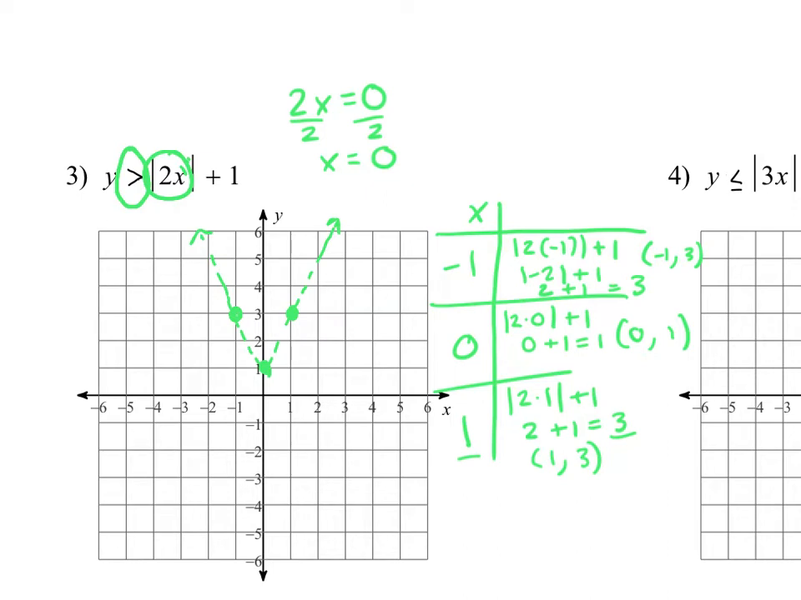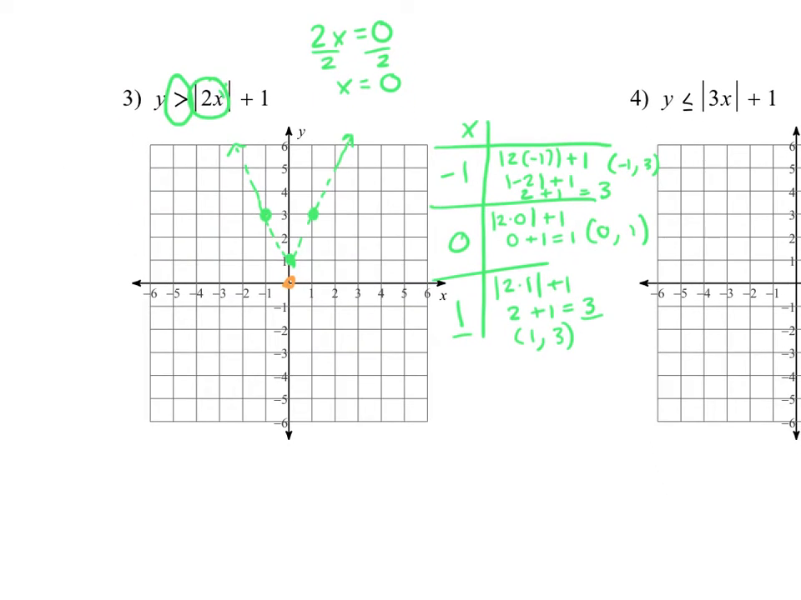Now we can plug in 0, 0 and see if that works here or not. So we're plugging in 0, 0 to test it. We plug in 0 for x and 0 for y. So 0 is greater than the absolute value of 2 times 0 plus 1. So 0 is greater than 2 times 0 is 0, and 0 plus 1 is 1. 0 is not greater than 1, so this does not work.